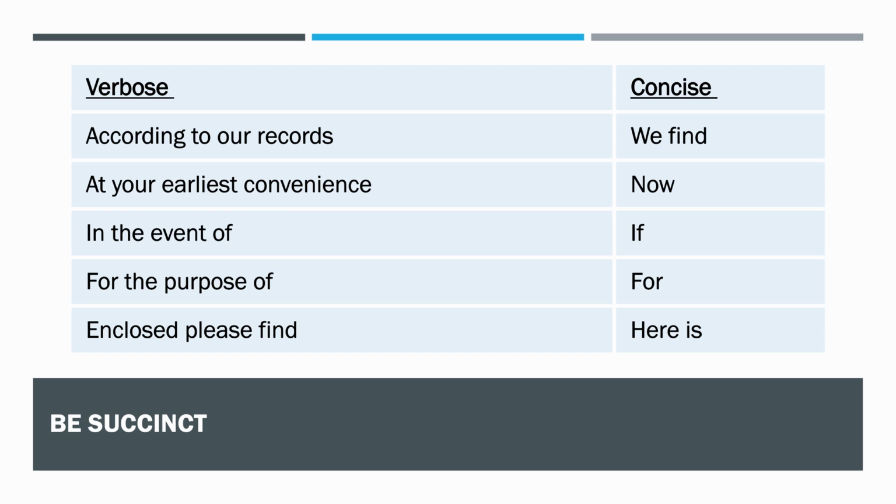Avoid technical jargon and instead focus on brevity and clarity of language. Here are some examples of clear, concise communication. Instead of saying, according to our records, say, we find. Instead of, at your earliest convenience, say, now. I think you get the gist.